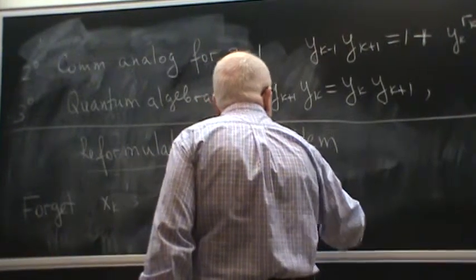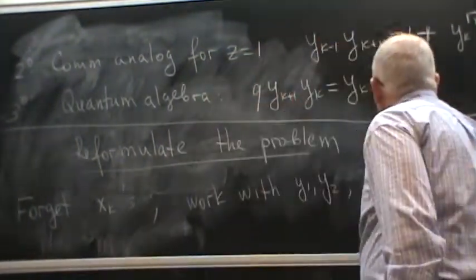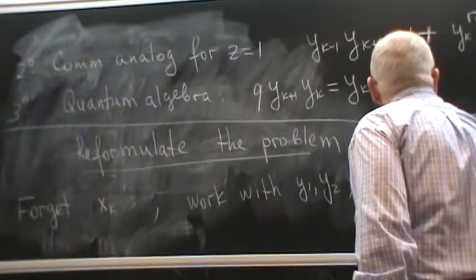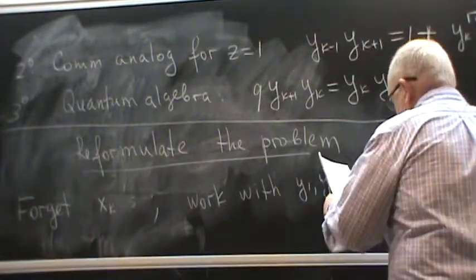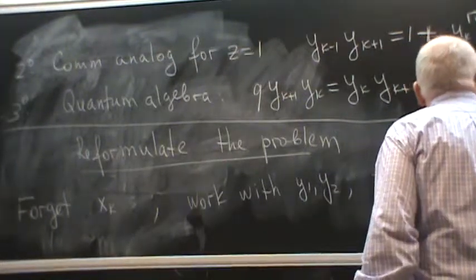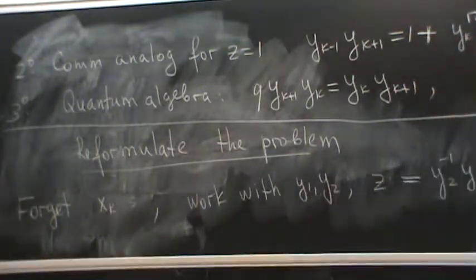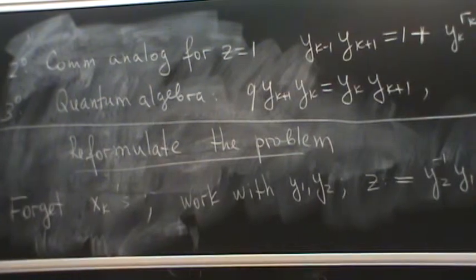y1 and y2. And let's define z as just y2 inverse, y1, y2, y1 inverse. And this follows through.